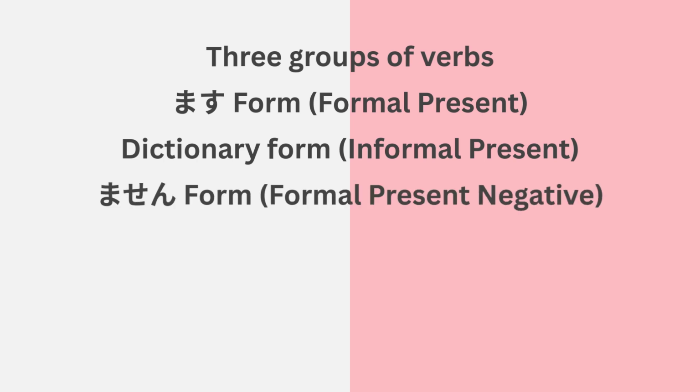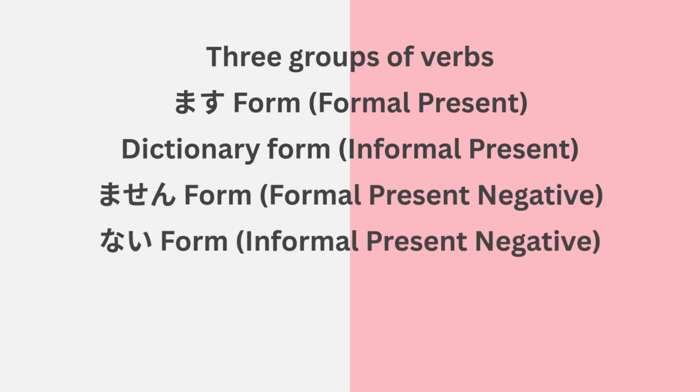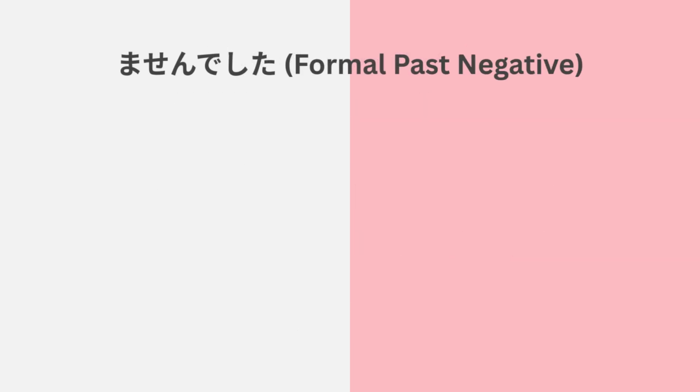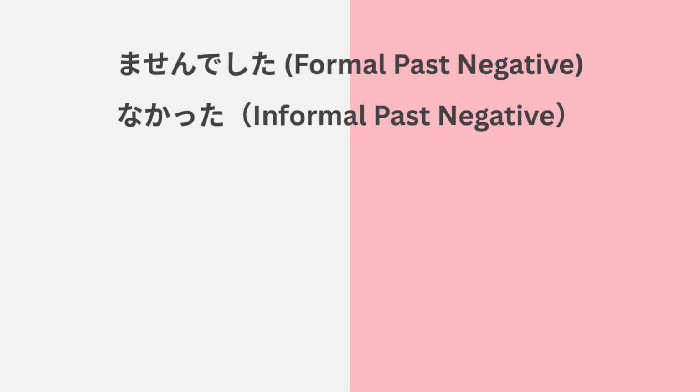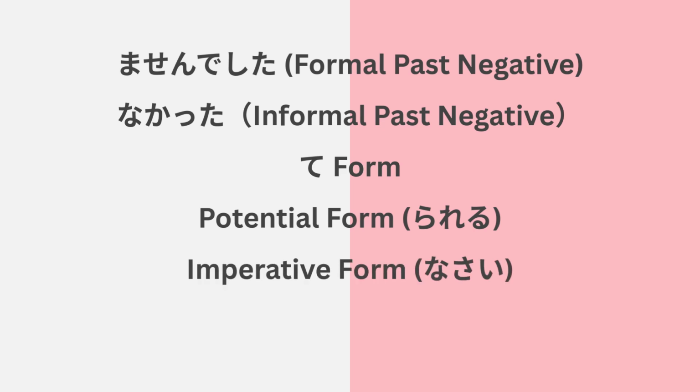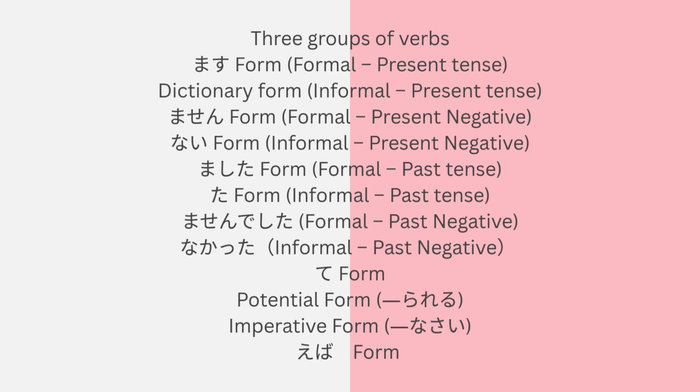Masen form. It is the formal present negative. Nai form. The informal present negative. Mashita form. Formal past tense. Ta form. Informal past tense. Masen deshita. Formal past negative. Nakatta. Informal past negative. Te form. Potential form. Imperative form. Eba form. And we learn the other verb forms with each grammar lesson.